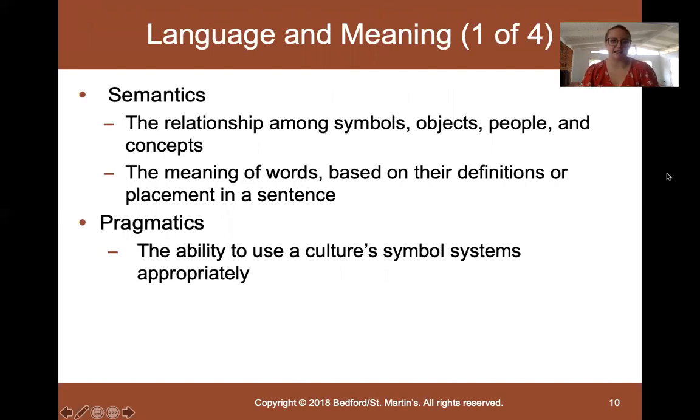Language and meaning, semantics. So semantics is a relationship among symbols, objects, people, and concepts. Meaning of words based on their definitions or placement in a sentence. And then pragmatics is the ability to use a culture's systems and symbols appropriately. So making sure you're using other cultural symbols and systems appropriately, making sure you're understanding their contexts and their rituals when engaging in that language or that culture.